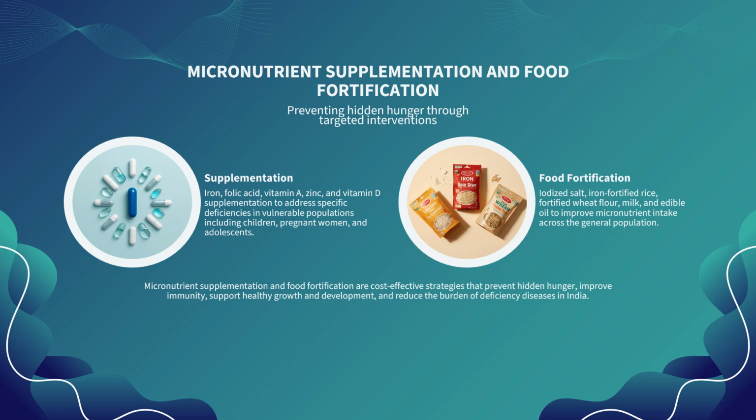Food fortification can be done with iodized salt. You know that salt is fortified with iodine. Rice is fortified with iron, and also fortified wheat flour and milk. Milk is fortified with vitamin C or vitamin D like that, and edible oil, to improve micronutrient intake across the general population. Micronutrient supplementation and food fortification are cost-effective strategies that prevent hidden hunger, improve immunity, support healthy growth and development, and reduce the burden of deficiency disease in India.